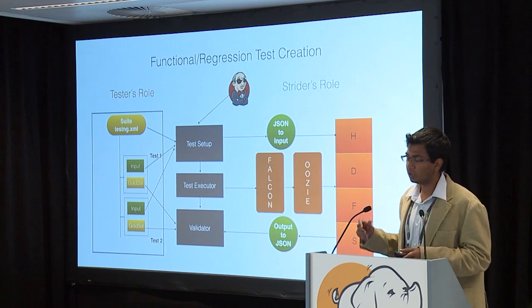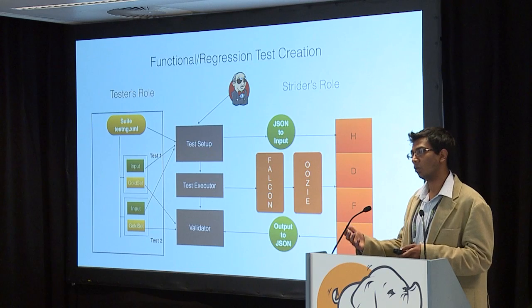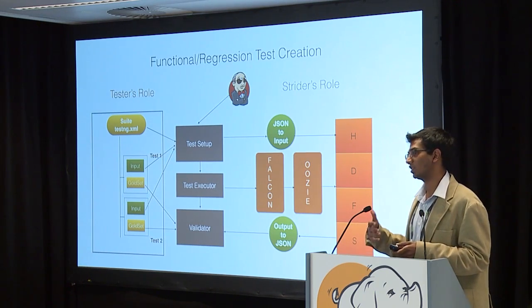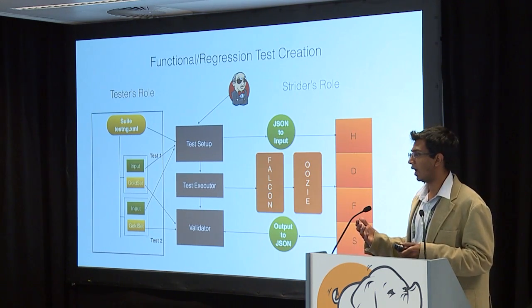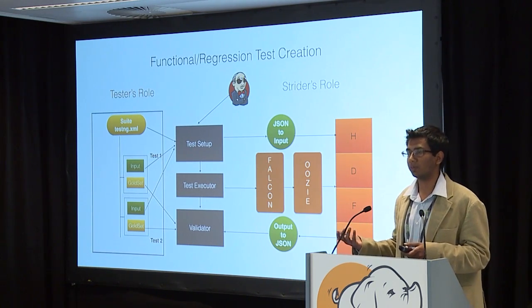So now, if you see the TestNG XML, you just give your input data set, your golden data set, your process start time, your process end time, and basically the location of your Jenkins build or your artifact.